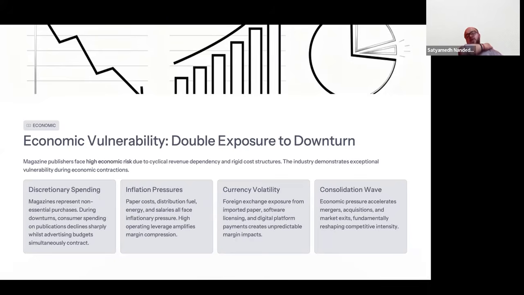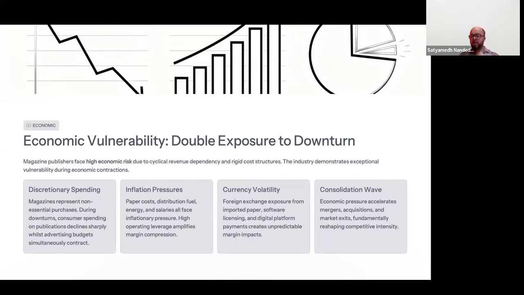Then inflation pressures, your paper cost, distribution, fuel, salaries, all of these are expected to increase, and that will overall have an impact of increasing the total cost of production. Then currency volatility, foreign currency exposure, because tomorrow if you decide now I want to expand into international markets, then foreign currency exposure will definitely affect you.